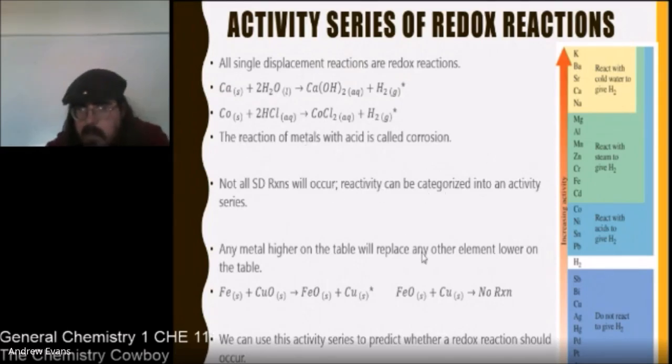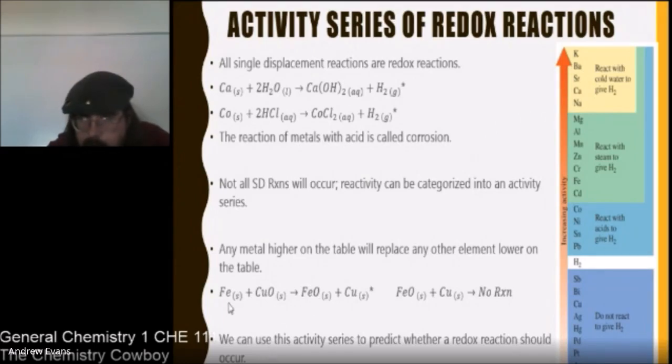And this is because any metal higher on the table will always replace a metal lower on the table. It's essentially a steep hill, and the higher up on the table, the steeper the hill, the more likely it's going to roll down. Elements would have to go back up to replace the guys above them, and so it's not going to happen.